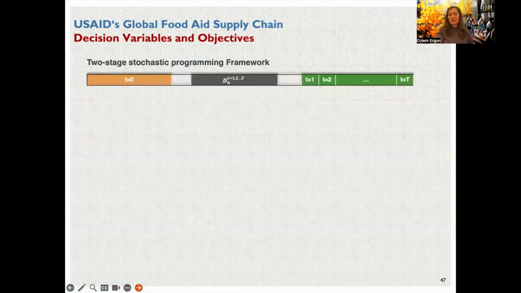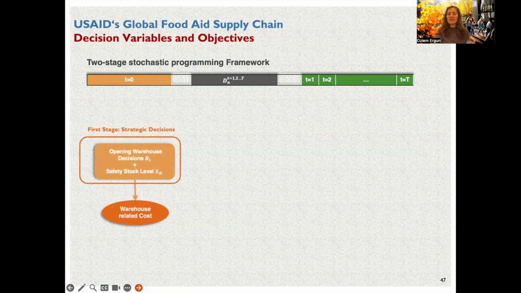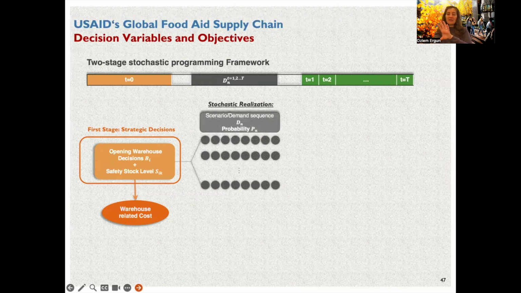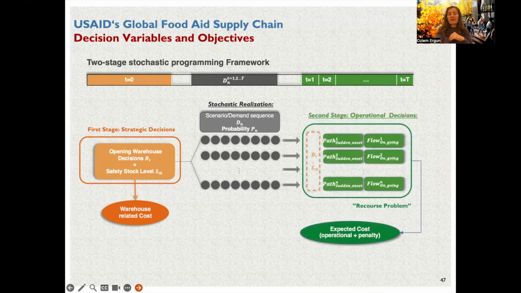And then we built this two-stage stochastic programming framework, where in the first stage, we decided on the opening of the warehouses, which warehouses to be opened, and then the safety stock levels. And then in the second stage, we had different scenarios that represent these stochastic realizations, and these usually ended up being multi-period models themselves, and then we try to minimize the total cost.